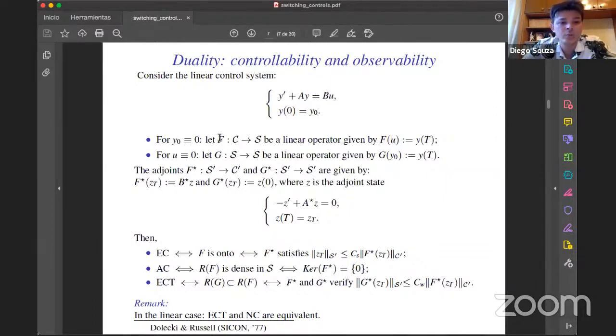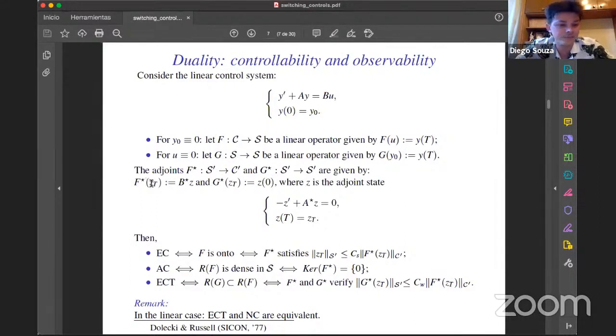So we define two functionals. The operator F is a linear operator which associates to any control the solution at the final time, starting from zero. And the operator G is another linear operator which maps the initial condition to the final state of the solution associated with zero control. So you can compute the adjoint of these operators, and here you have.